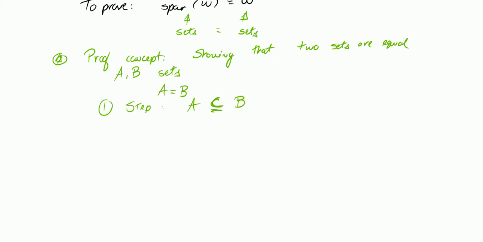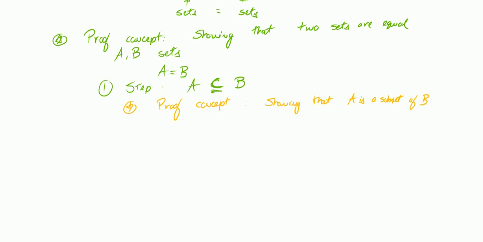Okay. So now you're going to ask, well, how do you show that A is a subset of B? Well, this is kind of another proof concept. I know there's a proof concept and a proof concept, but you'll see why I'm focusing on these proof concepts, because these come back very often in linear algebra proofs. So proof concept, showing that A is a subset of B.